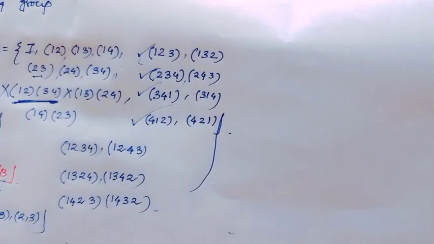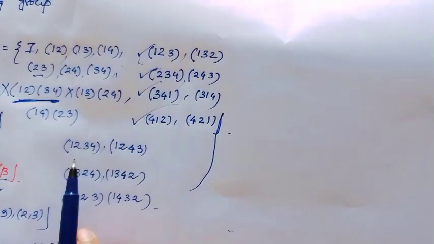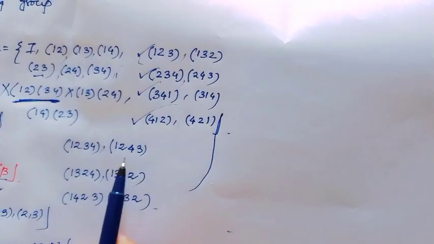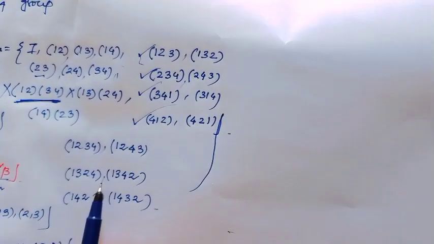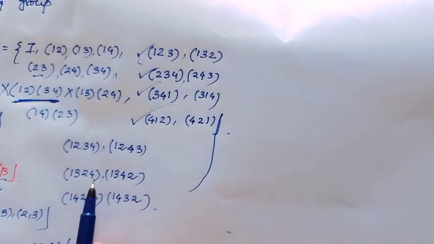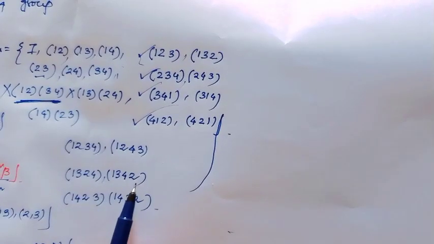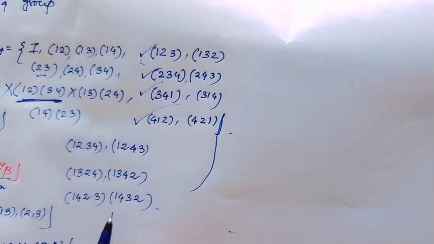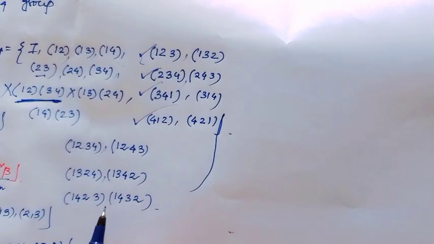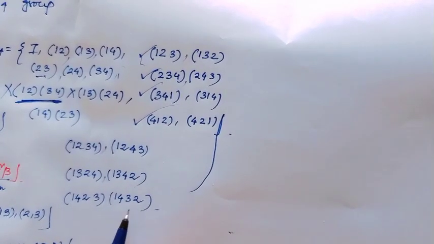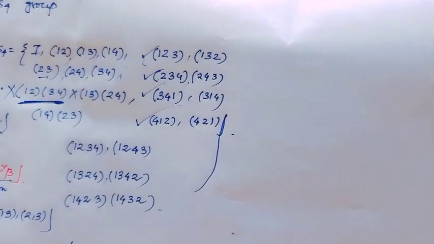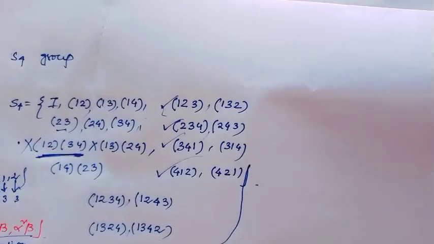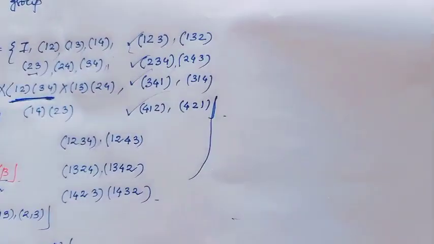In S4, the 4-cycles look like (1 2 3 4), and the inverse of (1 2 3 4) is (1 2 4 3). Then (1 3 2 4), and the inverse of (1 3 2 4) is (1 3 4 2). Then (1 4 2 3), and the inverse of (1 4 2 3) is (1 4 3 2). This is the structure of the S4 group. All of us know this type of structure.